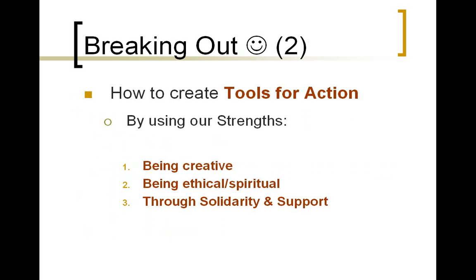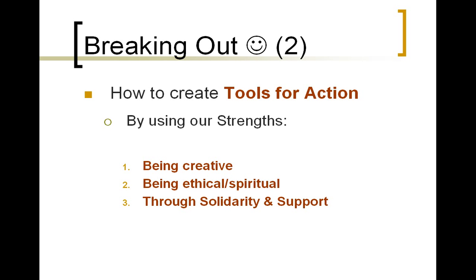Secondly, in relation to breaking out, we ask the question, how do we create these tools for action? Well, we use our strengths. We have to be creative. We have to be both ethical and spiritual. I use the word ethical here in relation to spiritual, in the sense that I'm not talking about formal religion. I'm not talking about whether people have faith or don't have faith, or have religion or don't have religion, but rather the ethical behaviours and ethical way of existing for human beings. So this seems to be important for spiritual people and ethical people, and these two things somehow overlap.